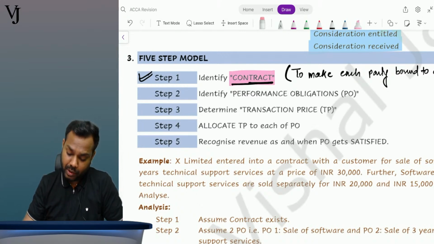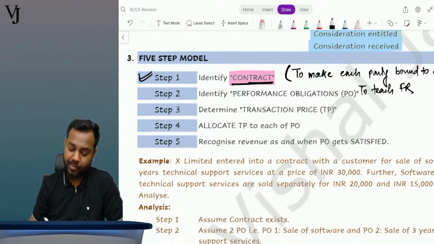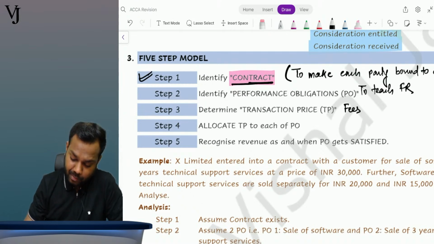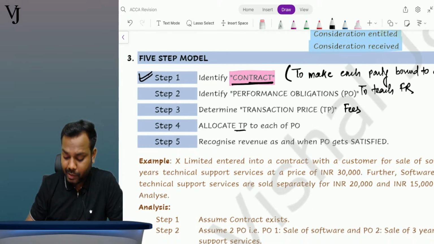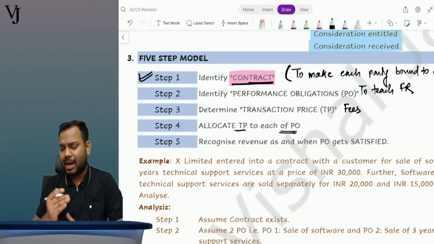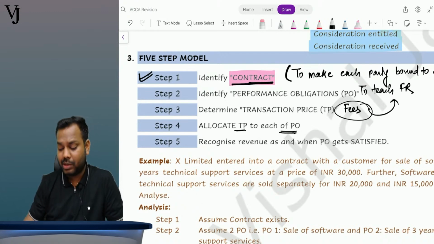Now, to teach financial reporting. Now, what is the determined transaction price? It means the fees that you have given me is the transaction price. Now, allocate the transaction price to each of the performance obligations. In our case, there is only one performance obligation, so this entire fee is allocated to this obligation.